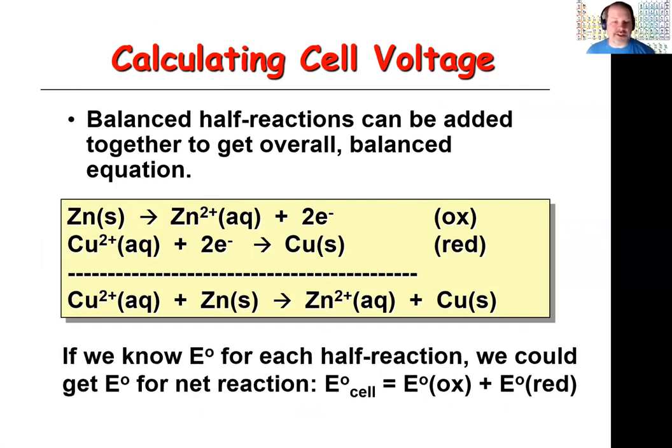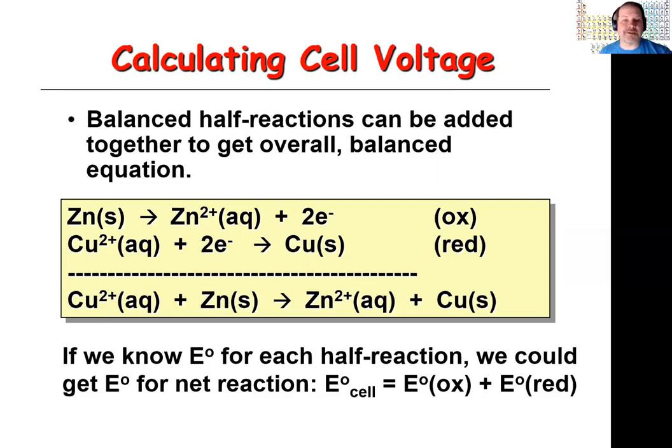This terminology is called E0 cell to give us the overall voltage. The voltage or potential that occurs at the oxidation step is E0 ox. That's how I refer to it. And E0 red is the reduction voltage part of the equation.